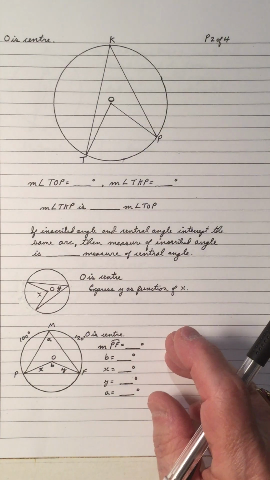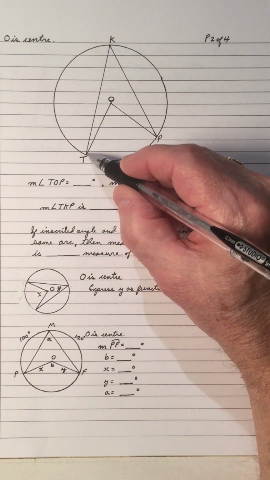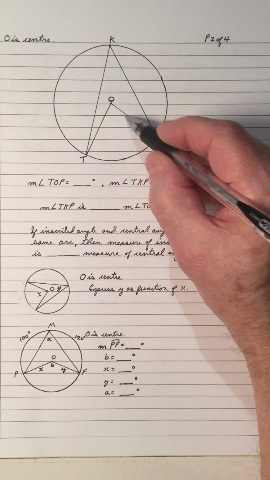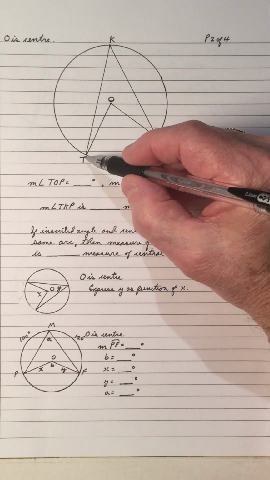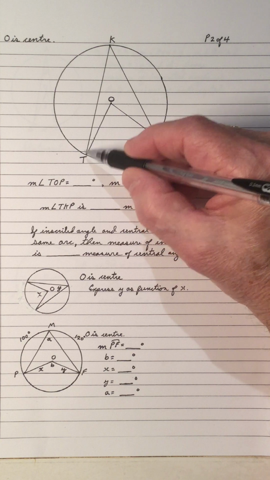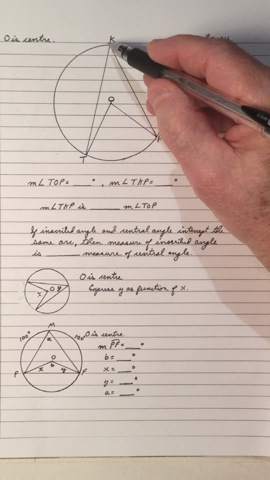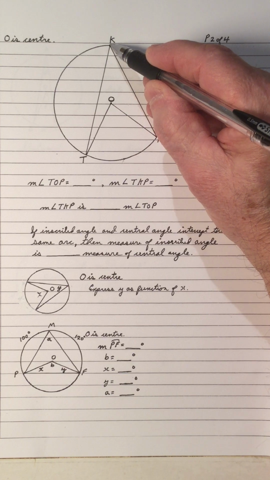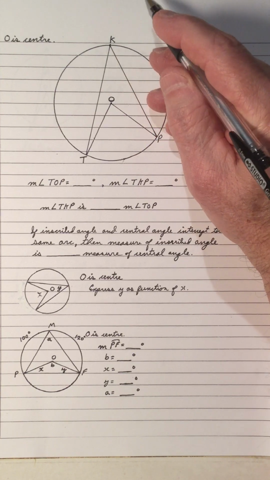I have a circle drawn with center O, and I have a central angle TOP because it's made up of two radii and the vertex is at the center. I also have an inscribed angle TKP made up of two chords with a common vertex of K, and K lies on the circle.